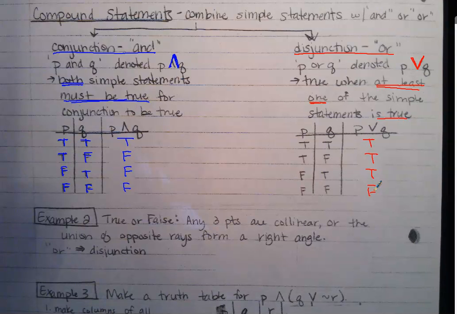True or false? Any 3 points are collinear, or the union of opposite rays form a right angle. All right, so let's look at this. It has 2 statements that are joined by what word? Or, okay. So there's an or in here. So this, and then I wrote this little note here, right? Or is a disjunction. We just talked about that. So let's look at the 2 statements because that's where we have to go down. So what's the first statement?